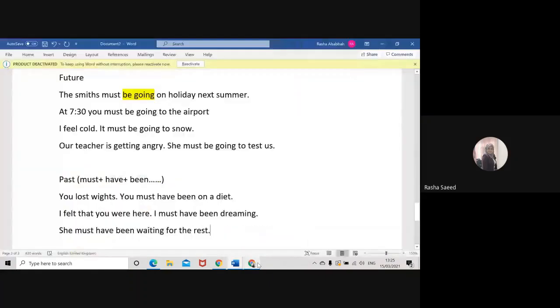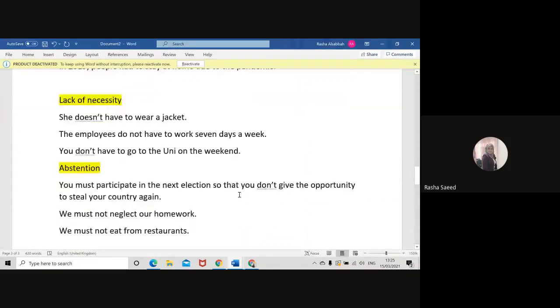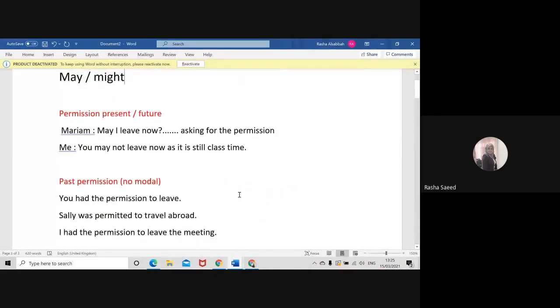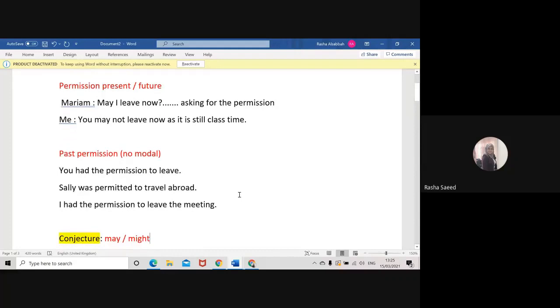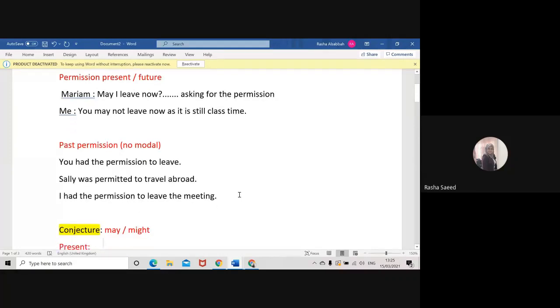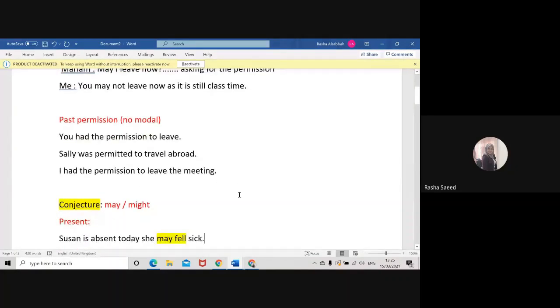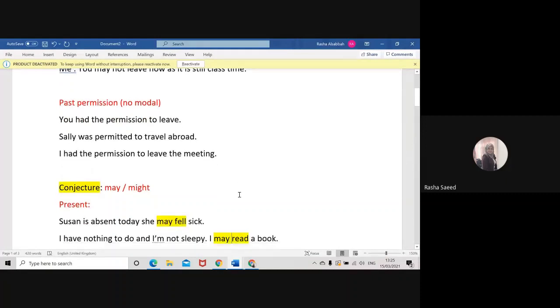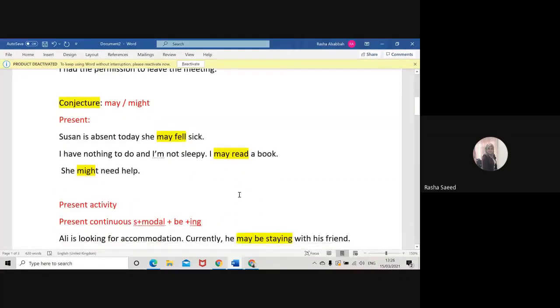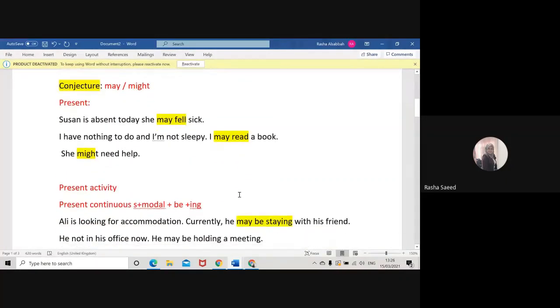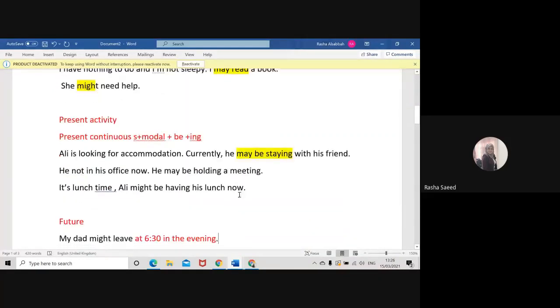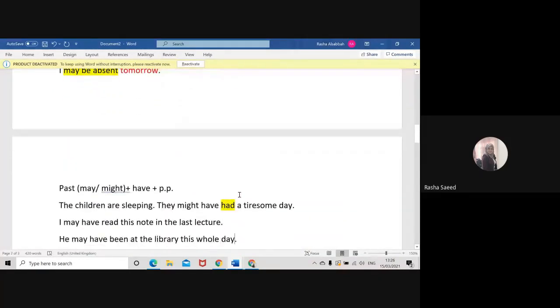Today we talked about may and might. We explained the two meanings of may and might. We said that they give a permission. The permission can be about the future or the present time. We said that for past permission, we don't need any modal verb. We also mentioned that they express conjecture. This conjecture can be about the present time, present activity, future conjecture, and past conjecture.